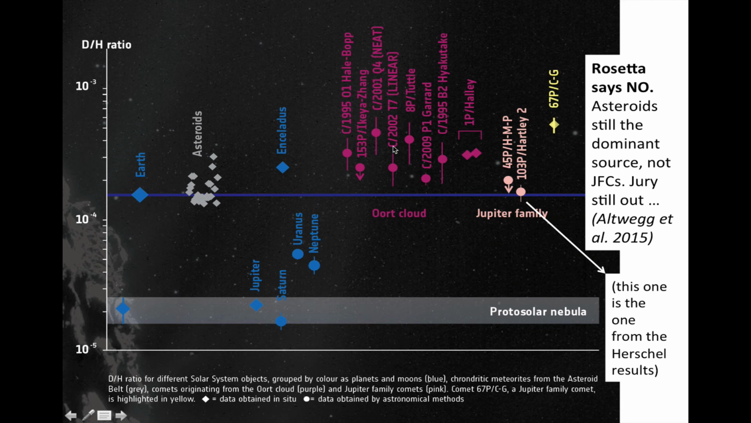And here we have a whole bunch of these long period comets which have too much deuterium to suggest that they were the source of Earth's water. This is the data point from Herschel, which said, oh yeah, no, these long period comets could have brought Earth's water because it does have the right deuterium to hydrogen ratio. You may have heard of Rosetta, which actually landed a little probe called Philae on the surface of a comet. And Rosetta says, no, this is the deuterium to hydrogen ratio that it found for comet 67P. And so they say, no, asteroids still have to be the dominant source, not Jupiter family comets. So clearly the jury is still out as to exactly where we got all of our water.